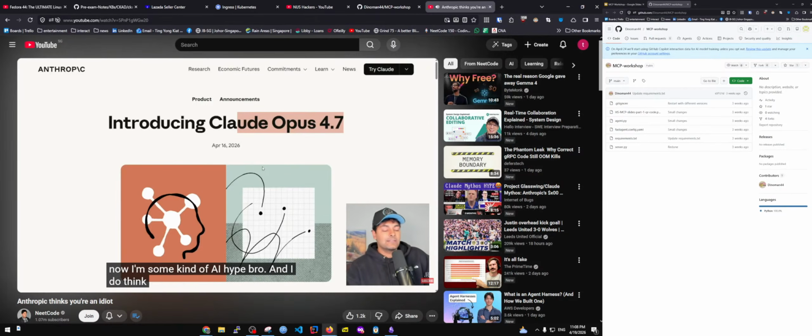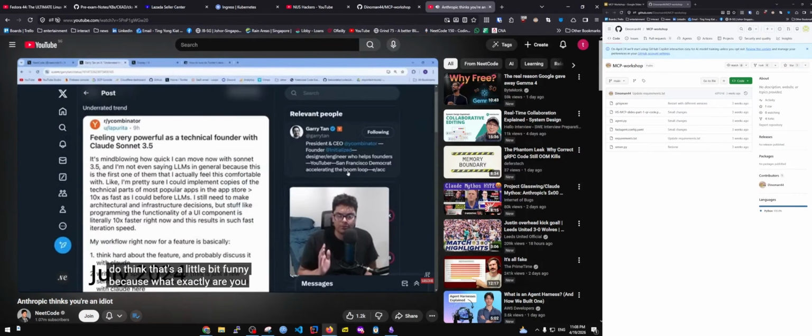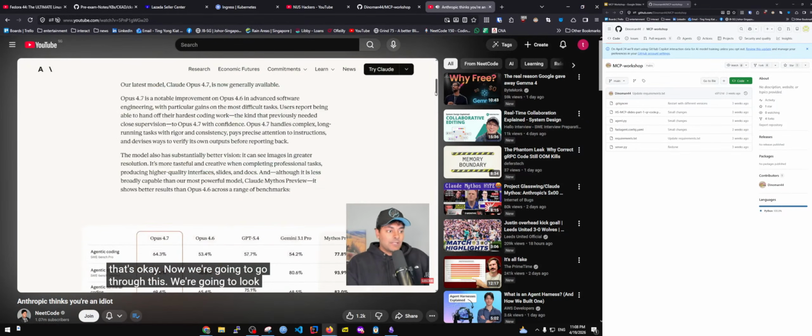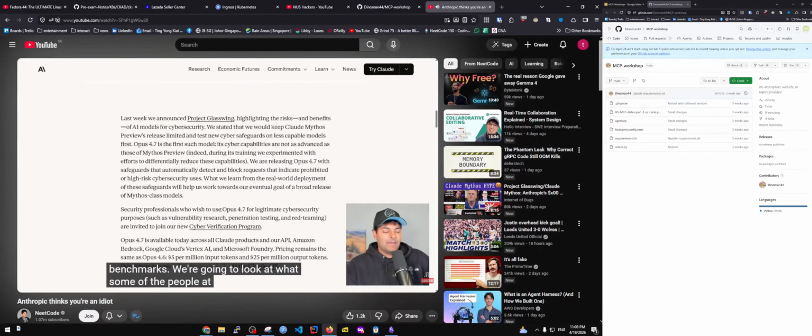And I do think that's a little bit funny, because what exactly are you guys coding, or is anybody coding, where LLMs are making the work 10 times as fast? But that's okay. Now, we're going to go through this. We're going to look at the benchmarks. We're going to look at what some of the people at Anthropic are saying.